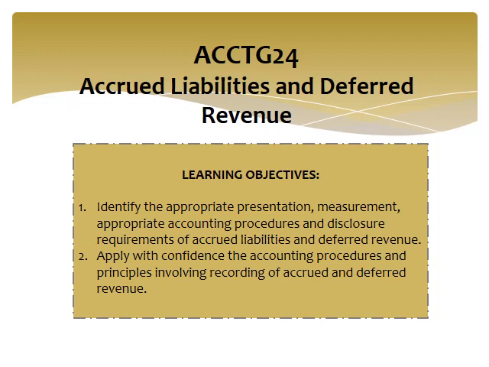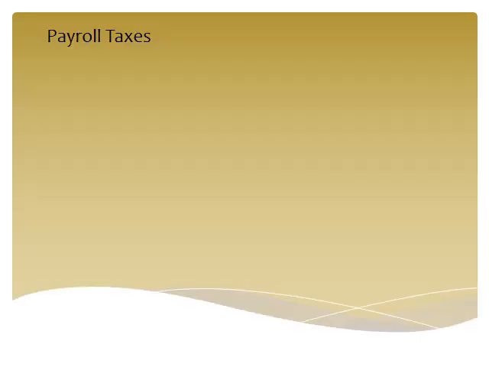Accounting 24, Lecture 2, Accrued Liabilities and Deferred Revenue. The following are the learning objectives. At the end of this topic, the students should be able to identify the appropriate presentation, measurement, appropriate accounting procedures, and disclosure requirements of accrued liabilities and deferred revenue. Apply with confidence the accounting procedures and principles involving recording of accrued and deferred revenue.